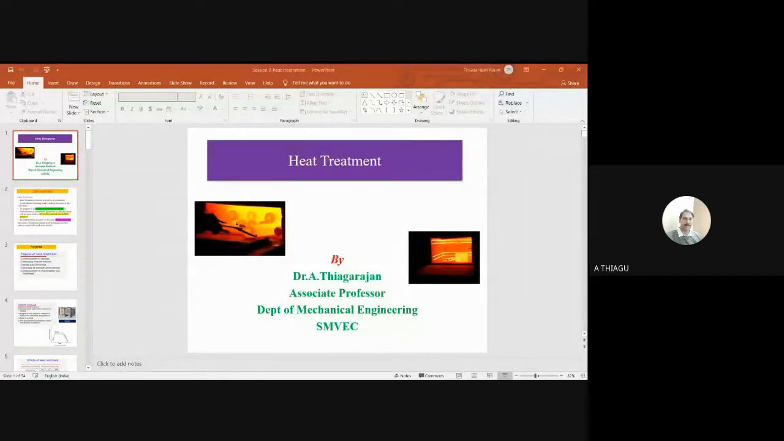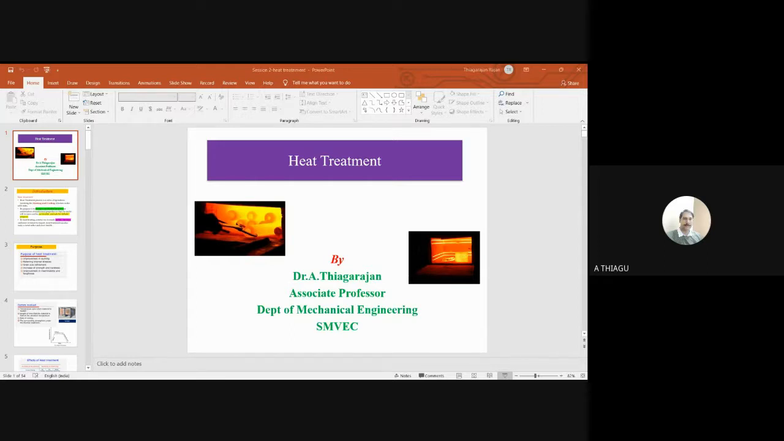For spheroidizing annealing, we have to fix the temperature at 700 to 727 degrees. The most suitable materials are hyper-eutectoid steels, because their carbon percentage ranges from more than 0.8 to 1.6. These materials are more suitable for the spheroidizing annealing process. That's why I prefer medium carbon steels, since they have percentages like 0.5 and so on.